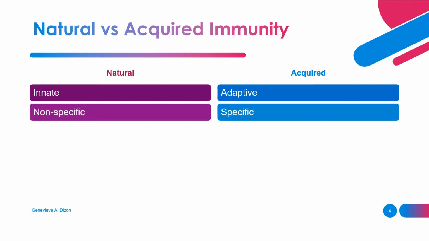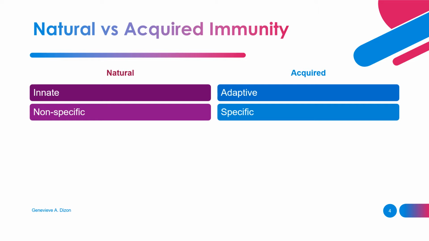The second characteristic is that in natural it is nonspecific, while in acquired it's specific. Nonspecific means that it has a standard response to all the antigens. Whatever the antigen is, they would have the same response to it. Unlike in acquired, it will have a specific response because it has selected cells that would do the job for it, and it has antibodies that are specific to a certain pathogen. So if there's pathogen A, there would be an antibody A, and if there's pathogen B, there would be an antibody B. So they are specific in their response.